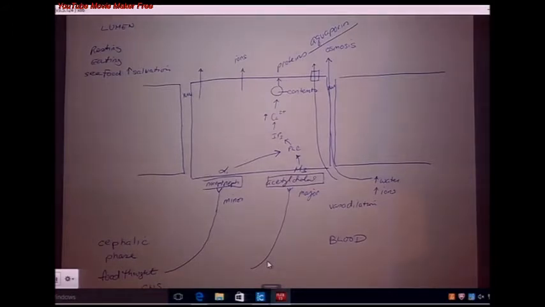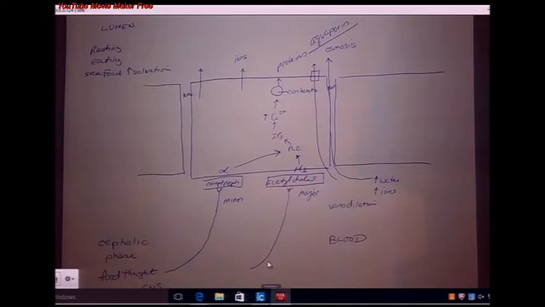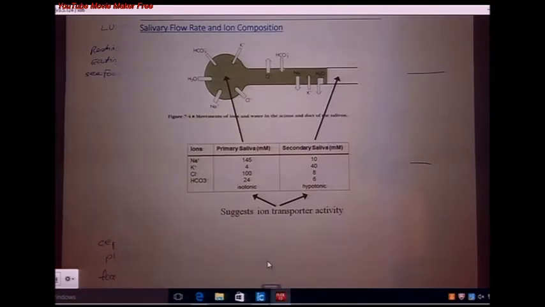Okay, questions so far? So now we've got our ions in the solution, in the lumen. We've got our proteins. We've got water flowing in there. We've got stimulation from the cephalic phase because of this thought of food, which increases the activity of those myoepithelium to cause contraction, and it also causes vasodilation to increase the amount of blood flow, meaning water and ions, to get to these epithelial cells. Now, what are these ions?